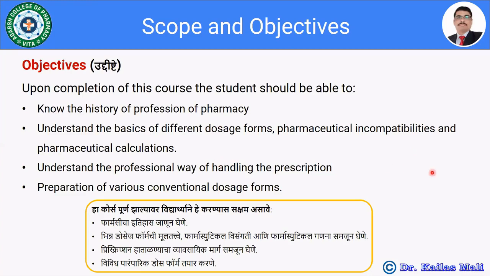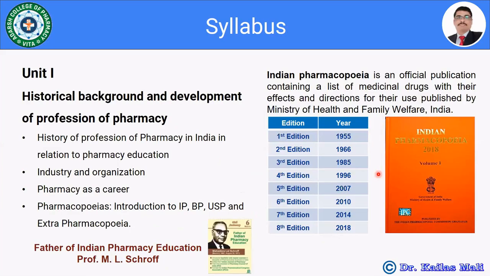Let us move towards the syllabus. There are 5 units. In the very first unit, we are going to discuss the historical background and development of the profession of pharmacy. Here in the historical background, we are going to discuss the history of the profession of pharmacy in India in relation to pharmacy education. We are going to discuss the pharmaceutical industry and its organization. Then we are going to discuss pharmacy as a career. Then the details of various pharmacopoeias like Indian Pharmacopoeia, British Pharmacopoeia, United States Pharmacopoeia, and the Extra Pharmacopoeia.